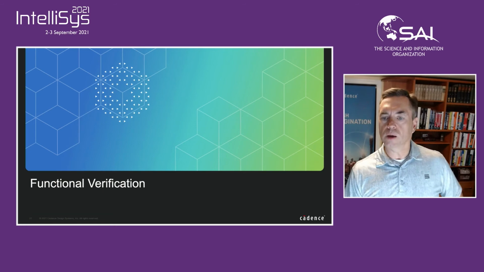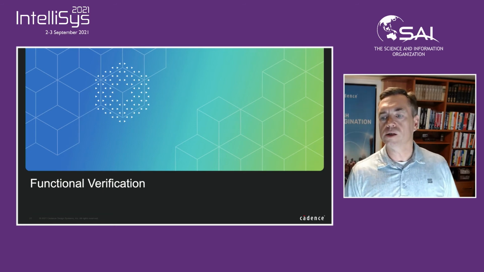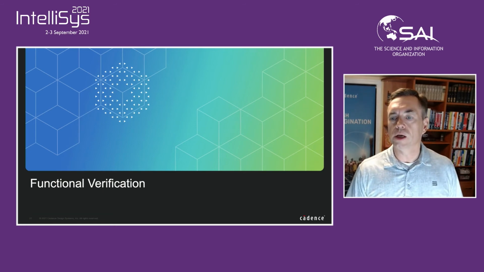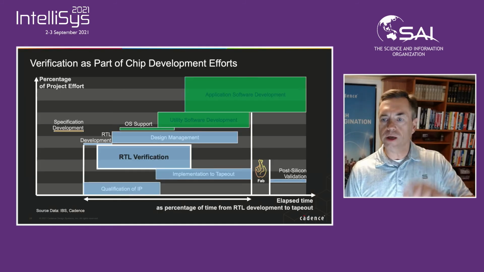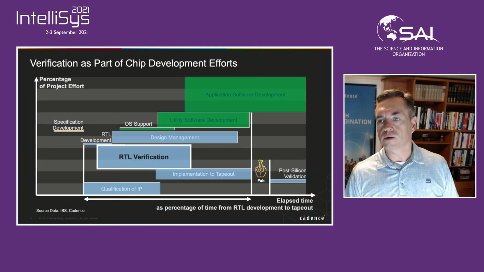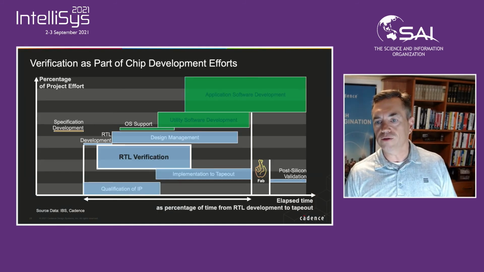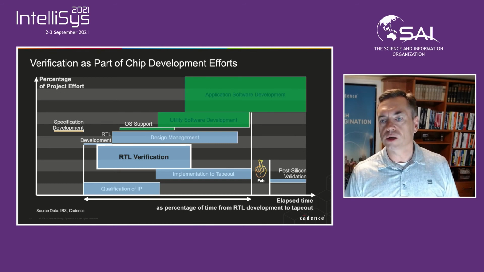Number two, the example I want to use in the last 5 minutes here is functional verification. So that's the other portion in the development graph where you really verify that your function is correct. This is the implementation I just talked about.